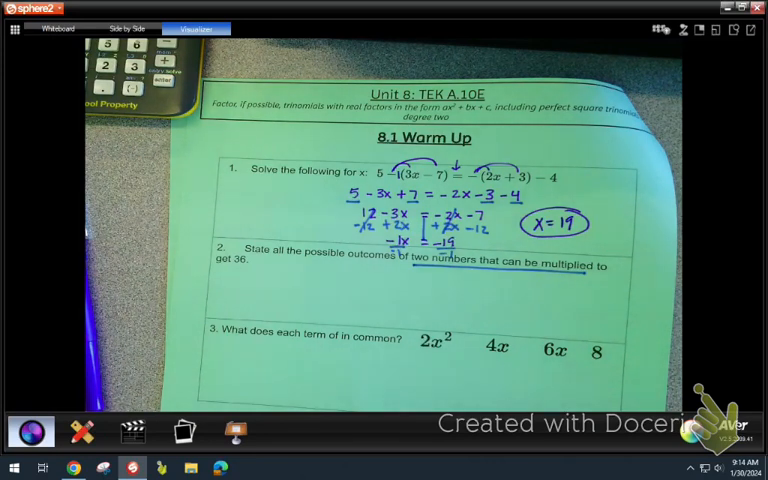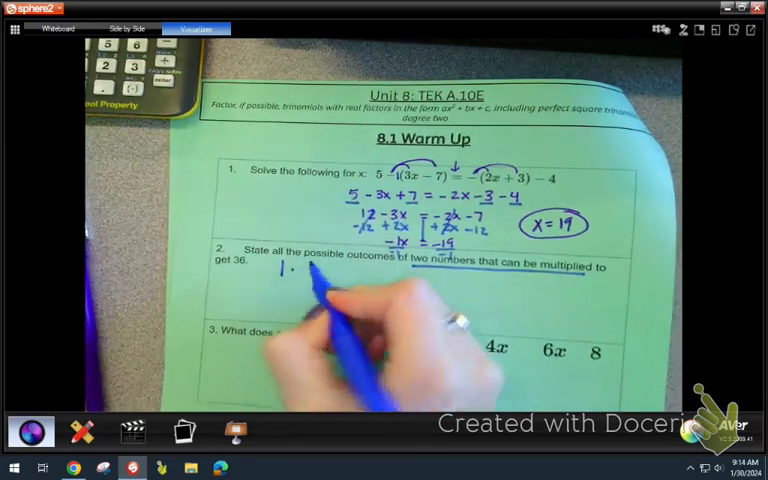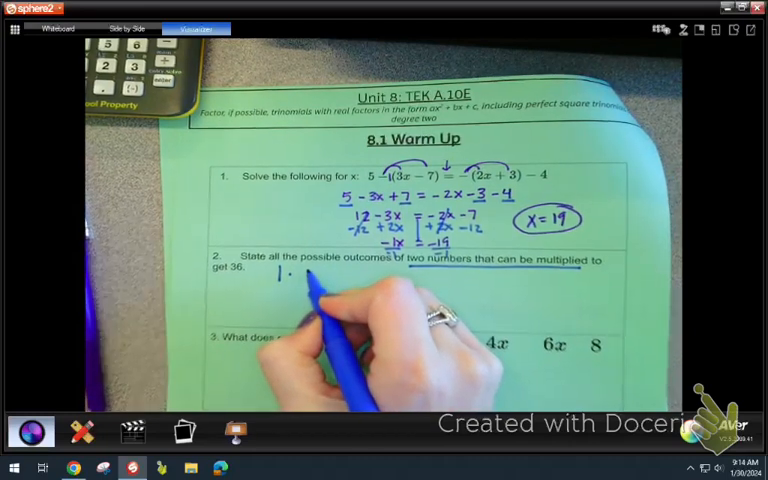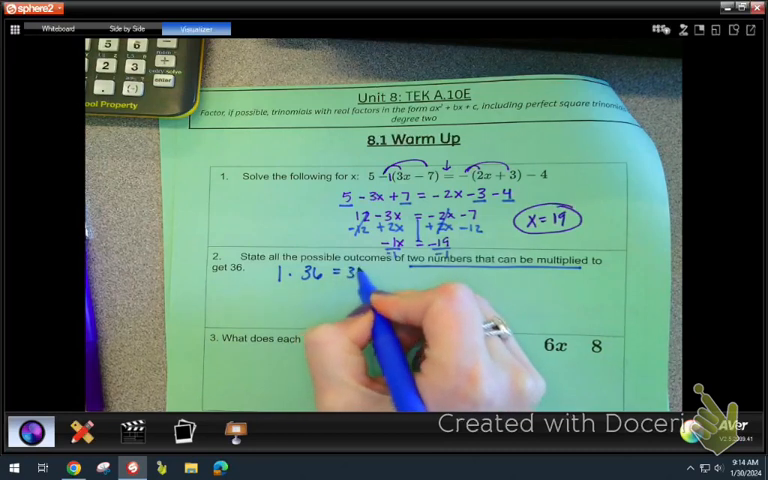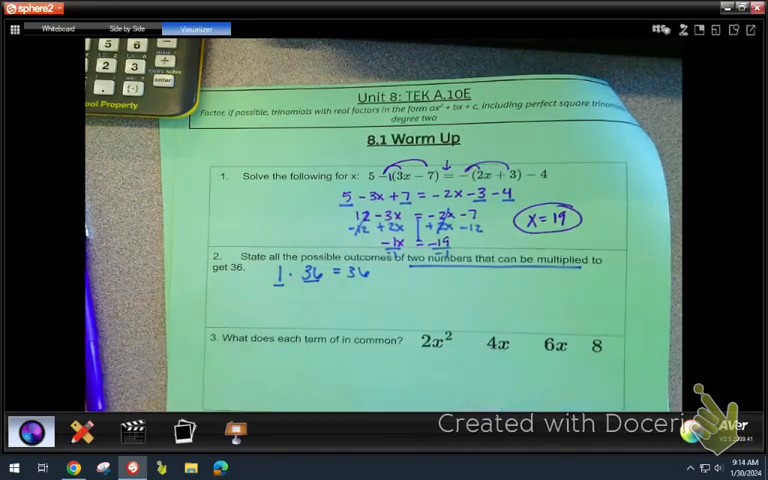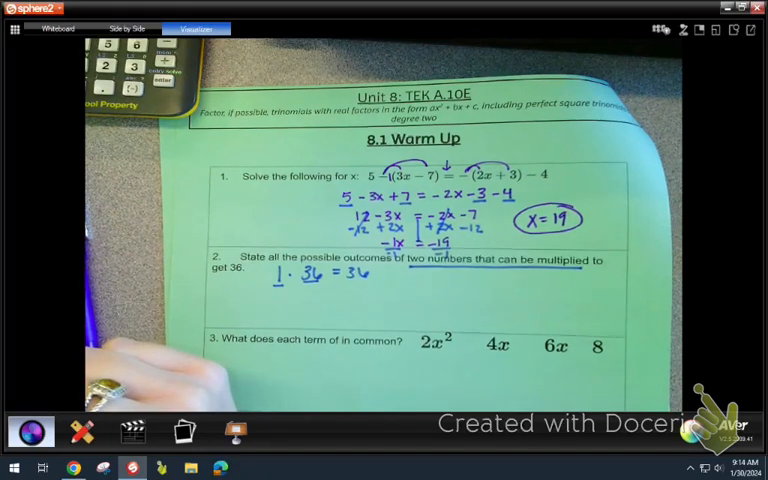So I got to think what number times another number gets me to 36. Well, let's start at 1. 1 times what gets you to 36? Okay, so 1 and 36. That's in your list. 1 and 36. Okay? We'll talk about that later.